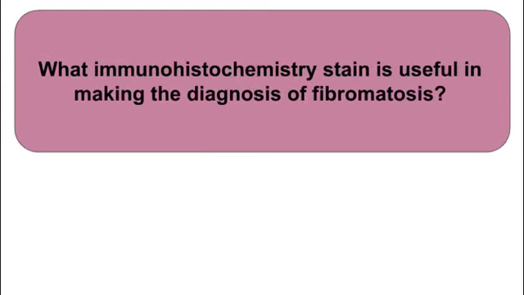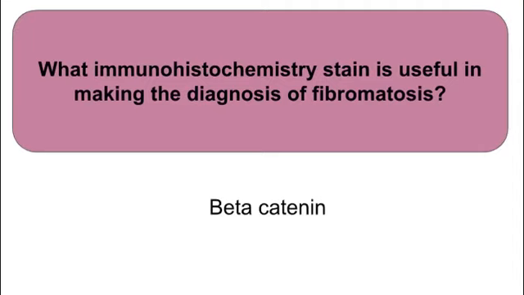What immunohistochemistry stain is useful in making the diagnosis of fibromatosis? Beta-catenin. Redistribution of beta-catenin from the cell surface to the cell nucleus is prominent in fibromatosis.